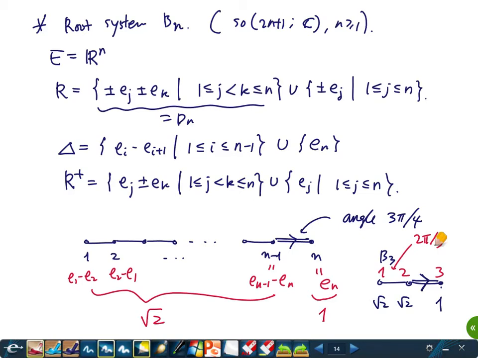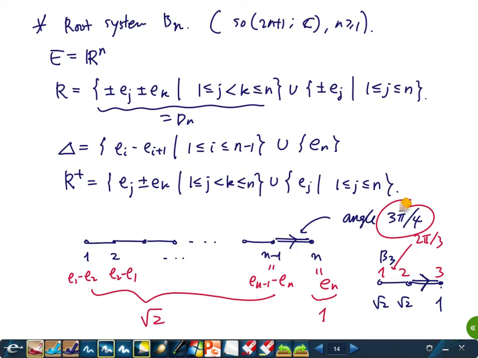Yes. Because these four vectors, they form a plane. They are on the plane. So we have, this is pi. This is pi over 3 and 2 pi over 3. So it's 2 pi over 3. And what about the angle between 2 and 3? It has to be 3 pi over 4.